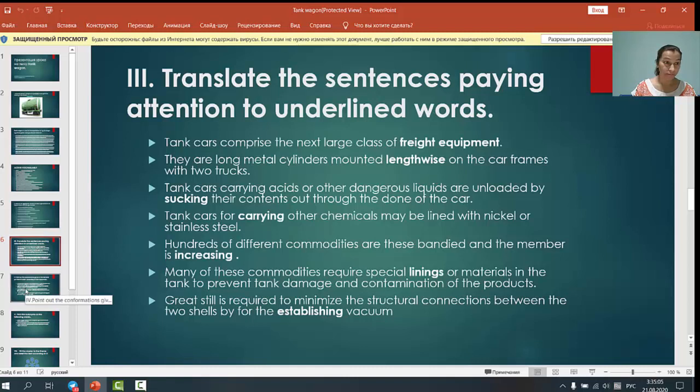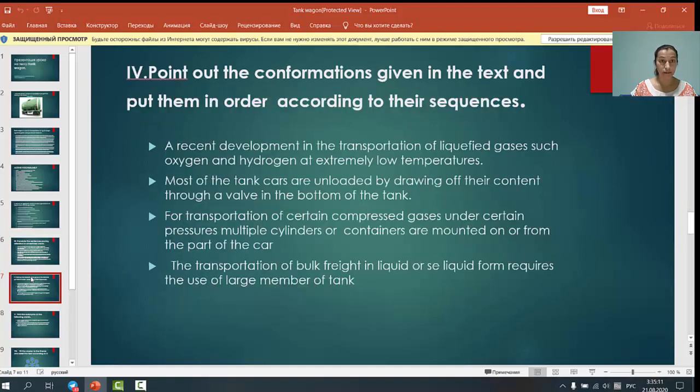By yourself. Well, and the next task is the first task. Point out the confirmations given in the text and put them in order according to their sequence.